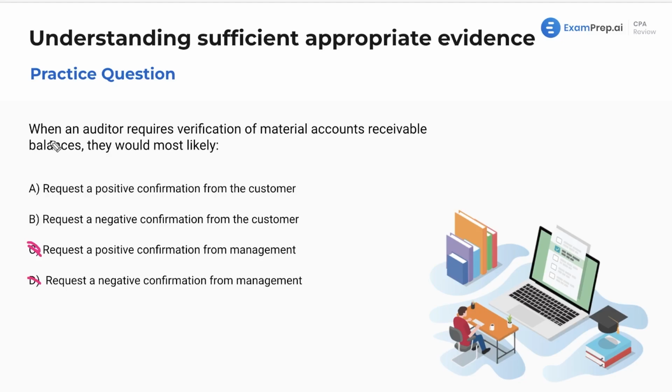So essentially, and just to recap, we've talked about this before throughout the exam. Positive confirmations are more accurate, give more evidence, and they're better, but they require more effort on the part of the respondent, the customer. So you're less likely to get an answer from the customer. That's the trade-off. You might get fewer confirmations back if you do issue negative confirmations. But again, just a trade-off, different options there.